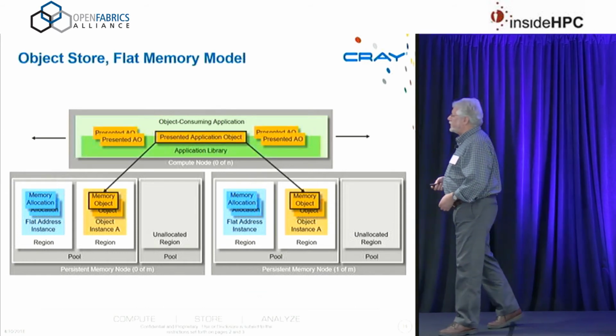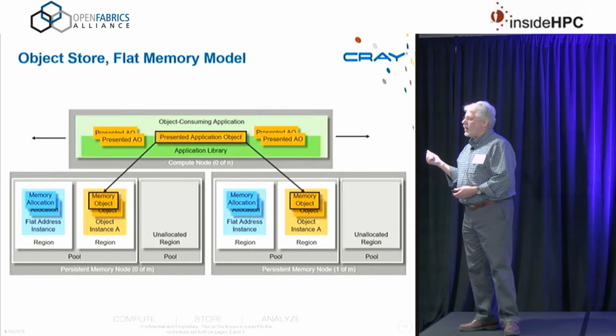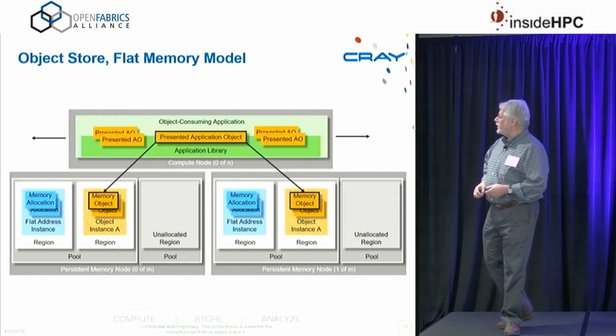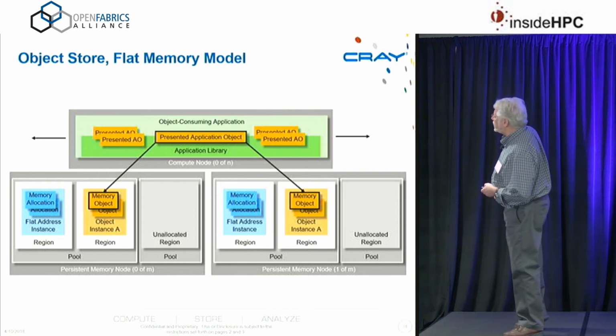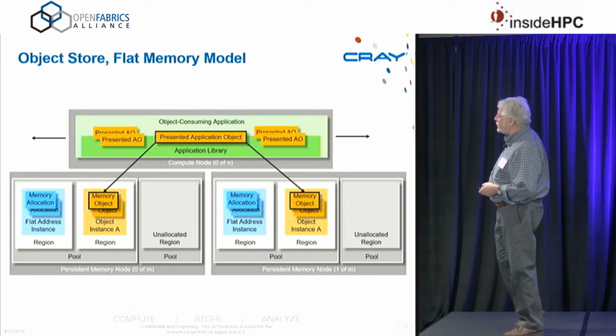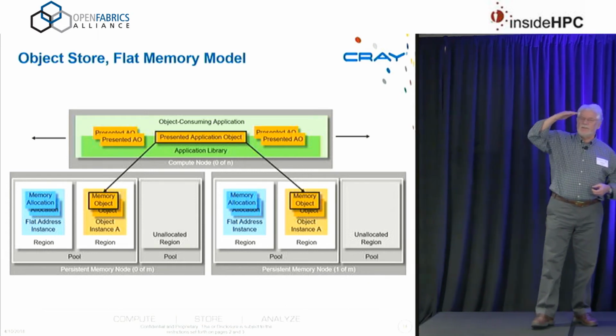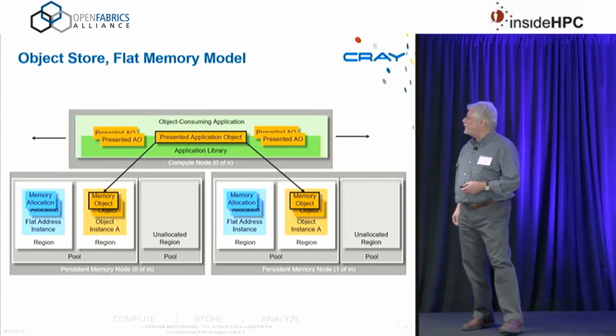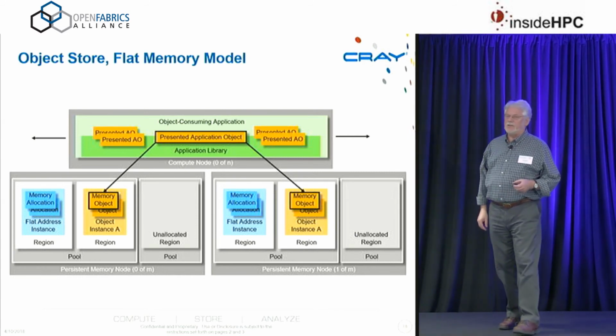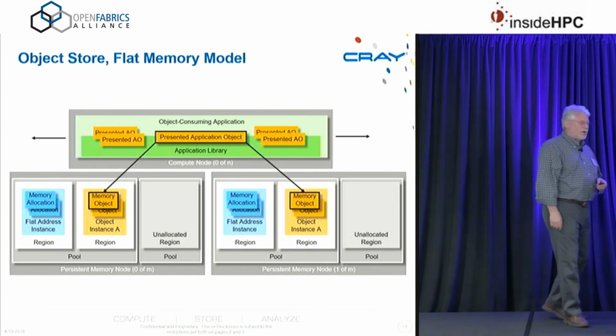And this is the exact same thing, just emphasizing the object side instead of the flat memory side. So you can see that there's this notion of an application object and a memory object, and they're different things, different tiers in the hierarchy, and they're accessed in different ways. So I won't go any further into the object store than that. Hopefully it'll come up in discussion later.